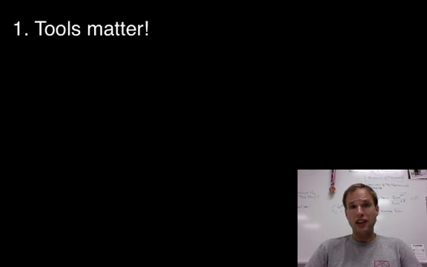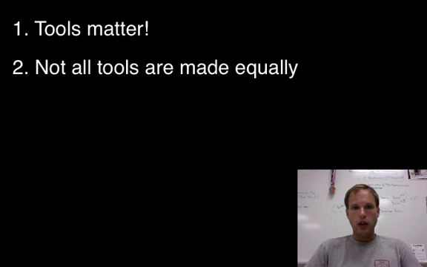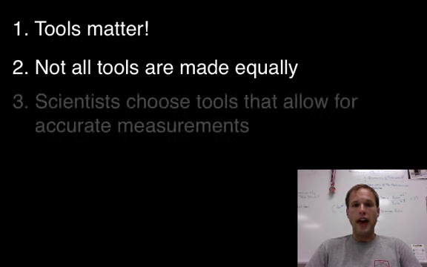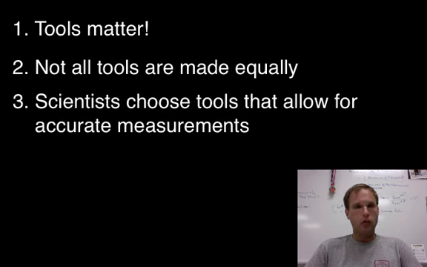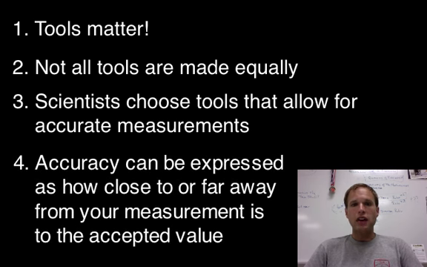So what is the take-home message from this activity? Well, first, I hope you realize that the tools that you choose to use to make your scientific measurements matter. And not all tools that you may choose to use are made equally. Scientists are striving to use tools that allow them to make the most accurate measurements possible. Remember, what does it mean to be accurate? Well, to be accurate means that you're making a measurement that is close to, hopefully very close to, an accepted value or the actual value.